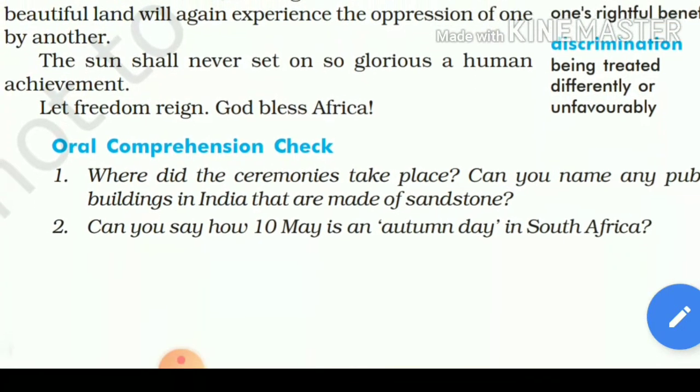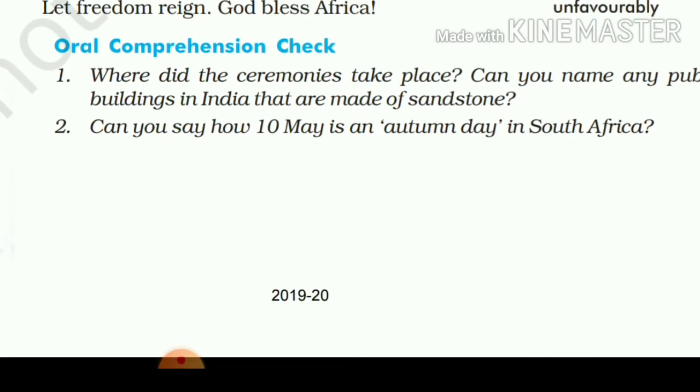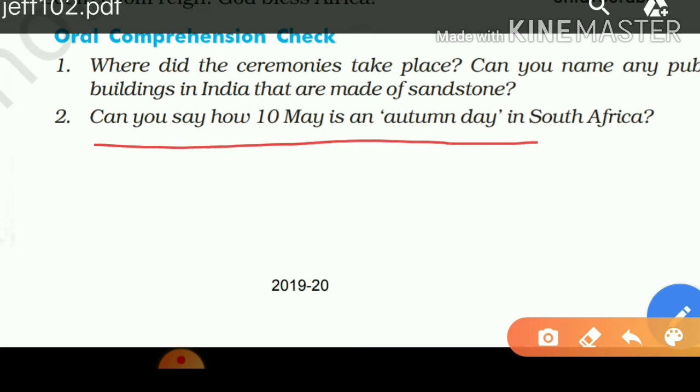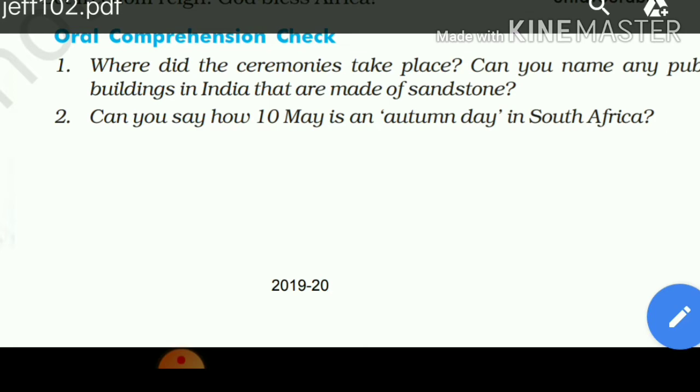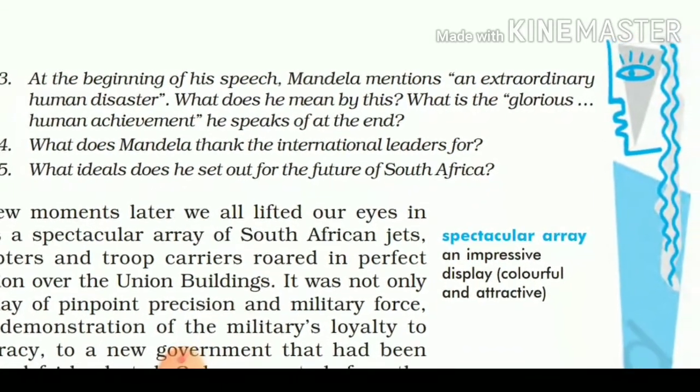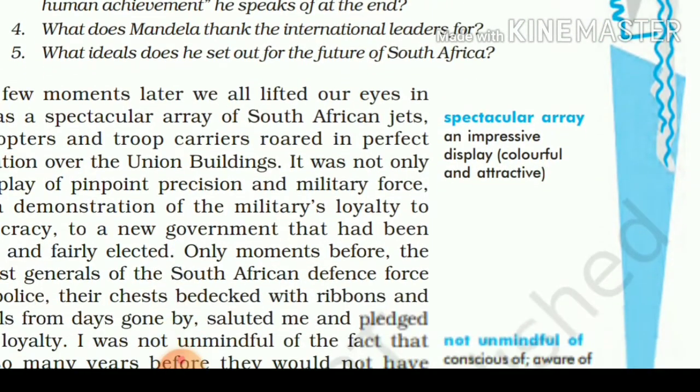Further, there are some oral comprehension check questions which we will discuss later on. See, I told you one question from here. Can you say how 10 May is an autumn day? This is an important one. I have already told you. Next, certain more important questions we are going to read along with the chapter. Just be there with me till the end of the video. Fine.